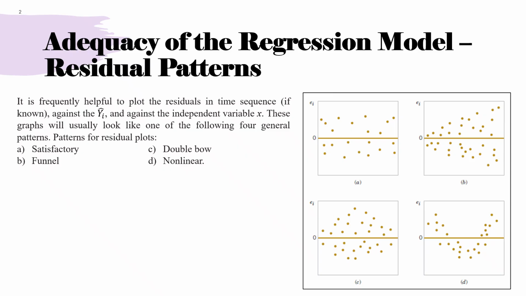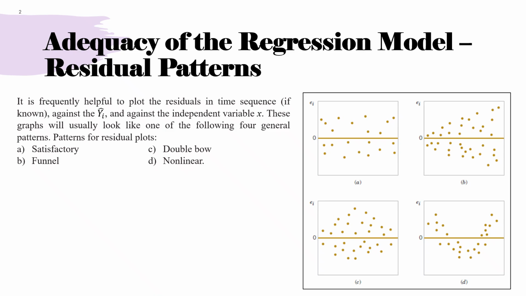Panel C, clustering or structure, correlation or missing variables. Residuals show structure or grouping rather than randomness. This means errors may be correlated. Important predictors may be missing, and there may be time order effects or omitted variables.